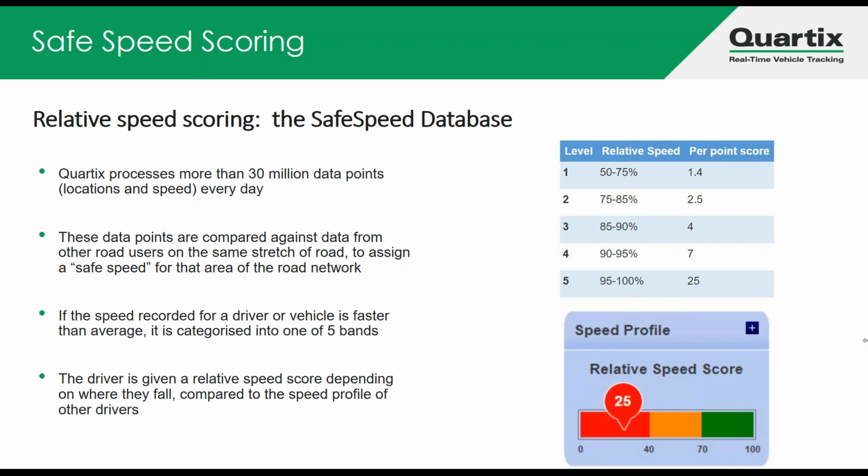Okay, we categorise that into 5 bands. So if your driver is going faster than the average, it's categorised into one of 5 bands. And the driver is given a relative speed score depending on where they fall in comparison to other road users. So that is regardless of what the actual speed limit is. We're just looking at what other road users do as well.